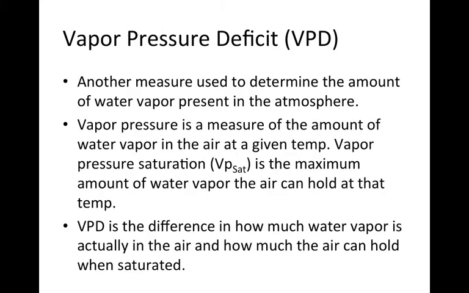Next up is vapor pressure deficit, or VPD. This is another measure used to determine the amount of water vapor present in the atmosphere. Vapor pressure is a measure of the amount of water vapor in the air at a given temperature. Vapor pressure saturation, or VP-SAT, is the maximum amount of water vapor that the air can hold at a given temperature. The vapor pressure deficit is the difference in how much water vapor is actually in the air and how much the air can hold when saturated.